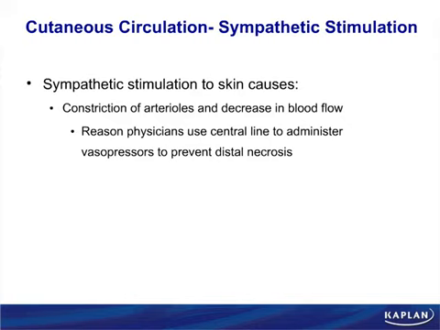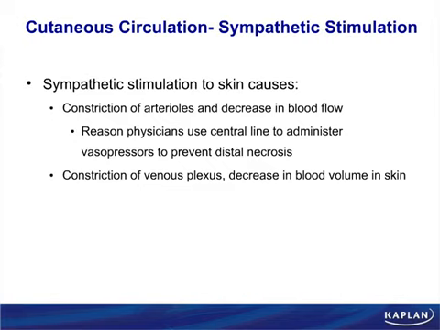Now, they have a lot of alpha receptors there, and this is why you oftentimes have to administer or use a central line to infuse vasopressors, so that, you know, if you had a peripheral line and you're constricting those veins down because of that vasopressor with all of those alpha receptors, then it can cause a distal necrosis. We can reduce the blood volume in the skin, as I indicated before. We can have a lot of venous storage here, so the venoconstriction will mobilize blood away from the skin.